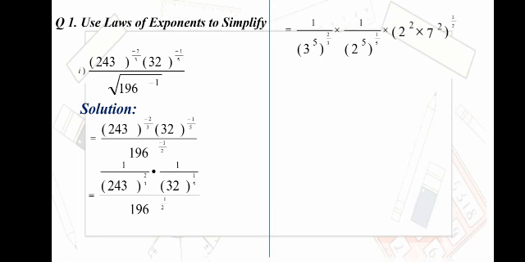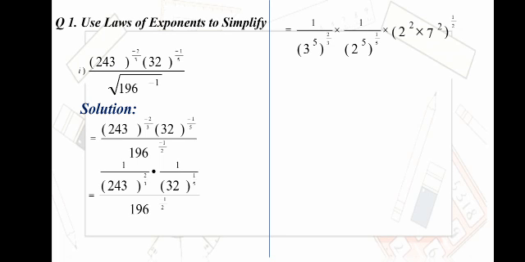Then in the next step, make the factors of 243, 32 and 196. The factors of 243 are 3 multiplied by 3 multiplied by 3 multiplied by 3 multiplied by 3. It means when 3 is multiplied 5 times, it will give you 243. So we can write it like 3 raised to power 5 and the whole power is 2 over 3. Similarly, make the factors of 32. When 2 is multiplied 5 times, it will give you 32. So we can write it like 1 over 2 raised to power 5 and the whole power is 1 by 5.